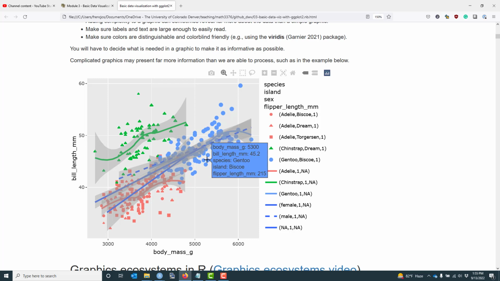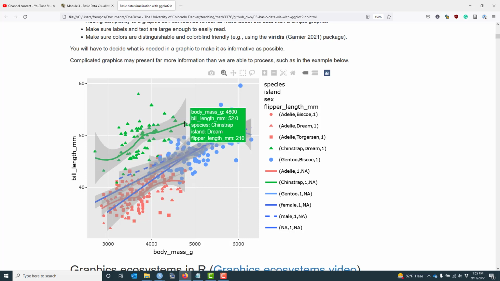But I also have information related to what island the penguin was observed on, the sex of the penguin. The size of the different symbols here indicates the flipper length in millimeters. And in fact, there's so much information in this graphic that R can't even include all the information in the legend. I've also added some smooths on this graphic to indicate the general trends of the data points within particular subgroups. I've added some that are straight lines, and I've added others that are non-parametric smooths.